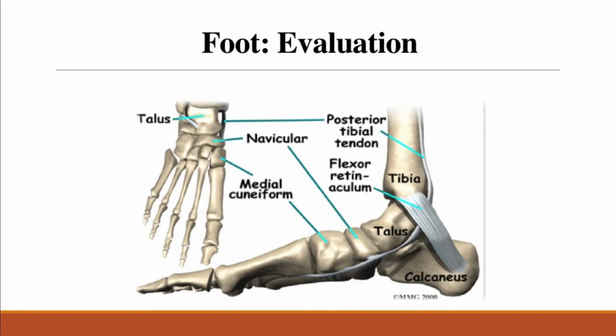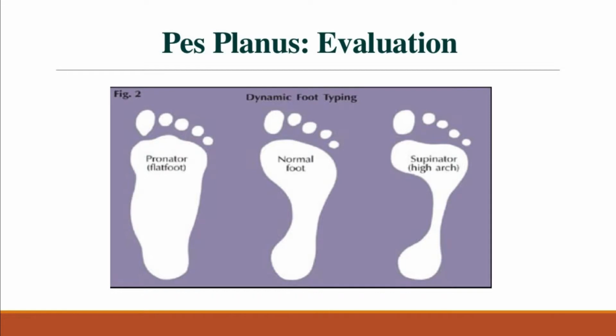If your arch collapses to the ground, as seen by the movement of the navicular bone, you are considered a pronator, which means you have a flat arch, referred to as Pes Planus. If your arch remains high and rigid and doesn't move, and also correlates with claw or stiff toes, you are considered a supinator, which often correlates with having a high arch.